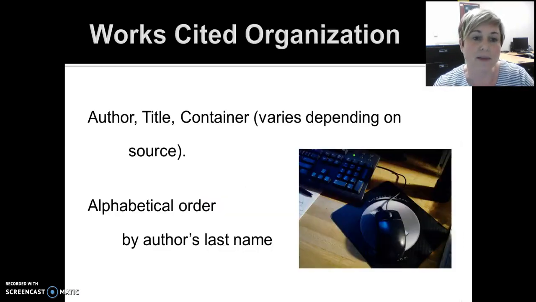On that works cited page, your citations are all going to start with the author's last name, and then first name, of course, and then the title of your passage, and then that'll be followed by the container, which is wherever you got that passage or video or image from. And then if you have more than one entry, you just want to make sure that you put everything in alphabetical order.